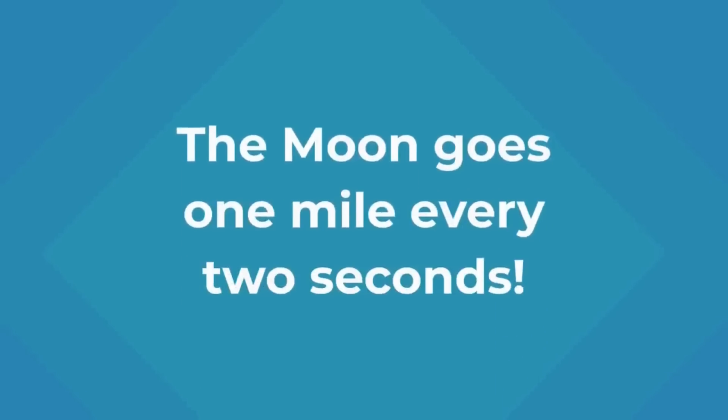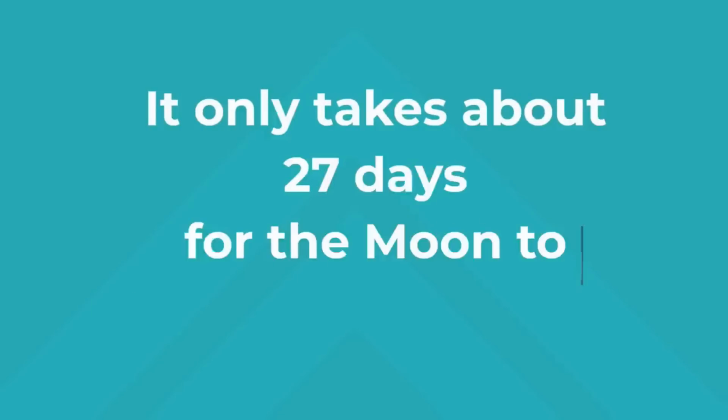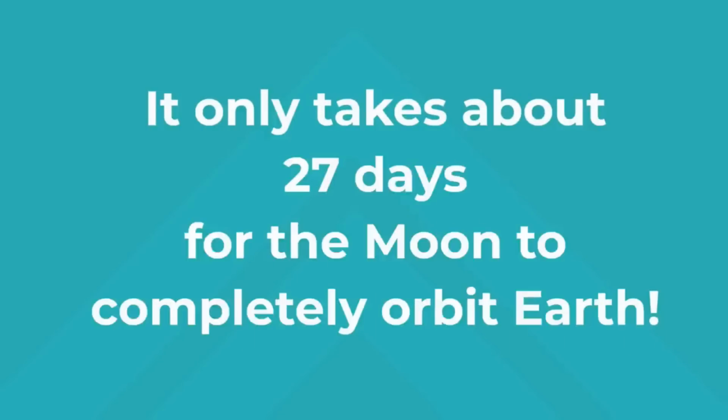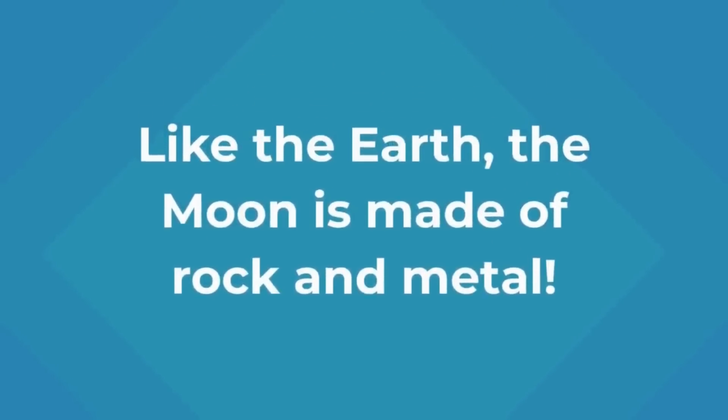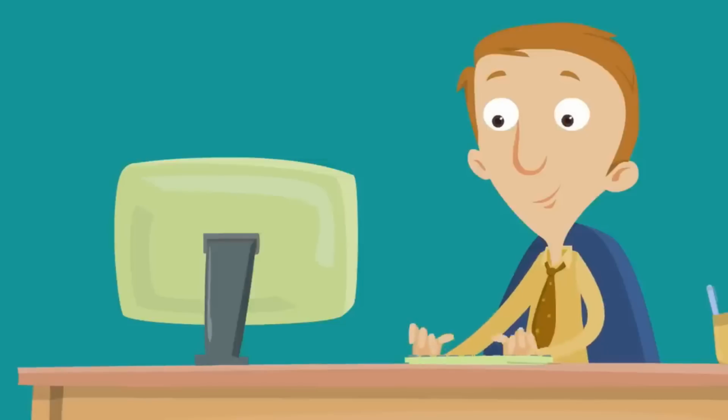Let's talk about how fast the moon is again, but with this fancy music. The moon goes 1 mile every 2 seconds. The moon is so fast, it only takes about 27 days for the moon to completely orbit Earth. Wow. And we learned, like the Earth, the moon is made of rock and metal. That'll work. Wow, what a review.